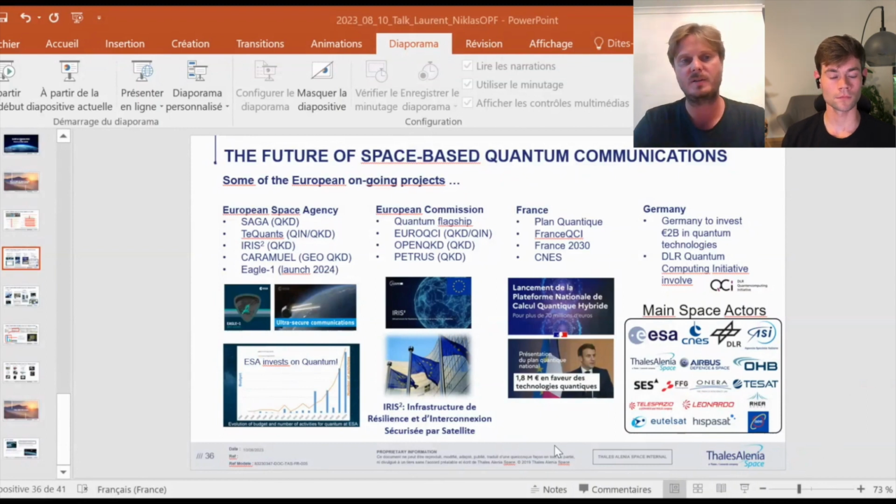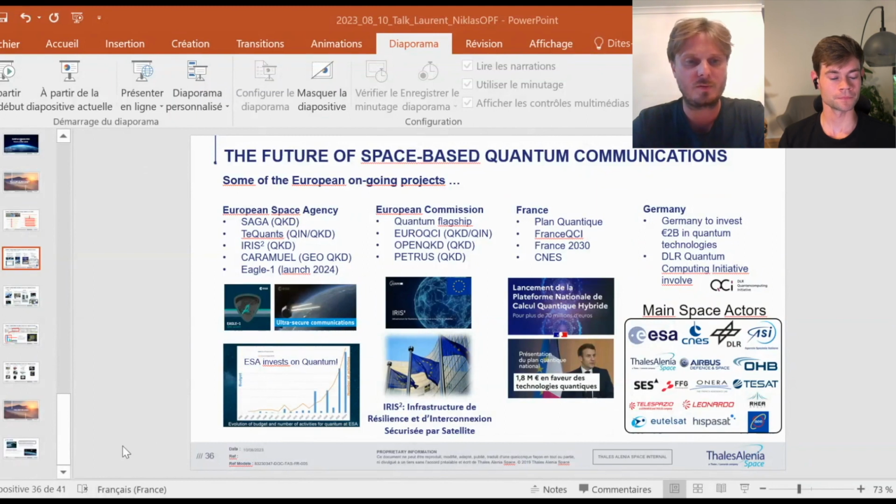We also have projects on quantum key distribution from a geostationary satellite. This is very, very challenging, but not excluded. And next year, SES, a major space actor, will launch a first QKD satellite called Eagle One, and this is also a European Space Agency initiative.